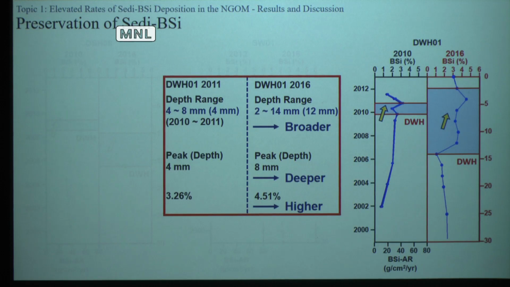In the case of the WH01 core, the Deepwater Horizon oil spill influenced layer was found at 4 to 8 millimeter in the 2011 core and 2 to 14 millimeter in the 2016 core. So it also became broader in the 2016 core. The depth of the peak was also deeper in the 2016 core, and the value of the peak became higher in 2016, but still similar to each other.